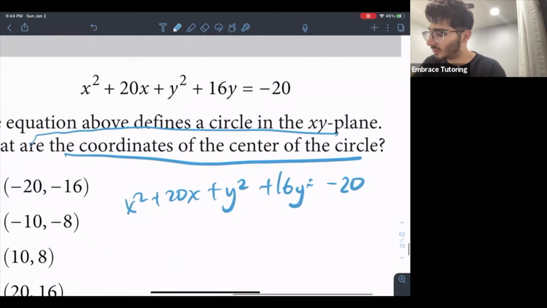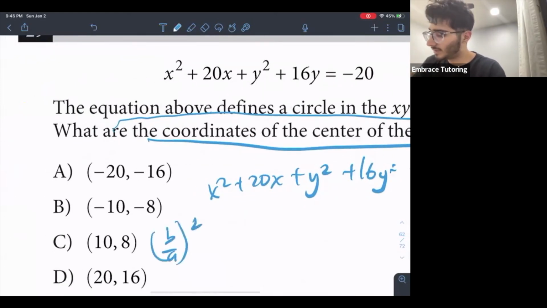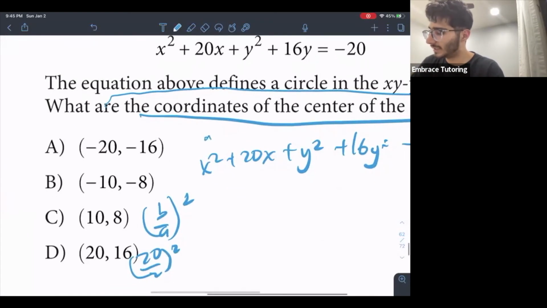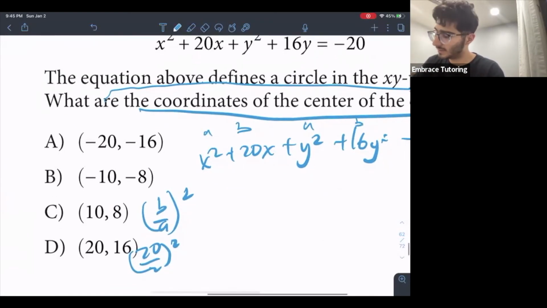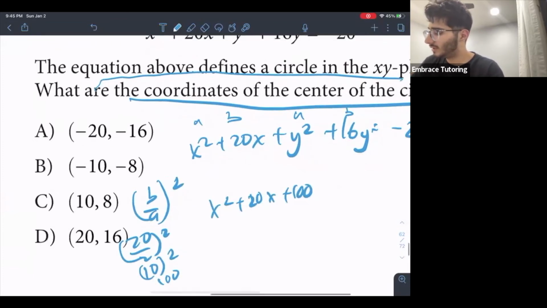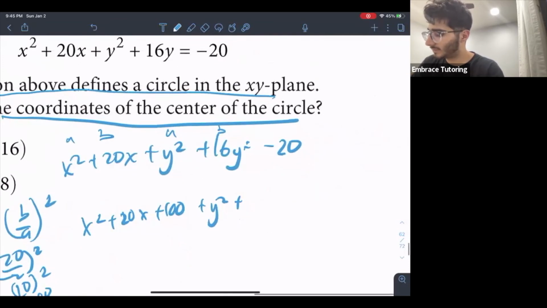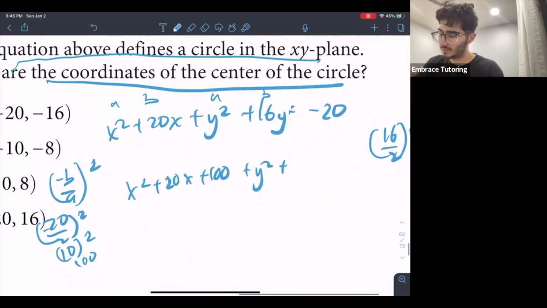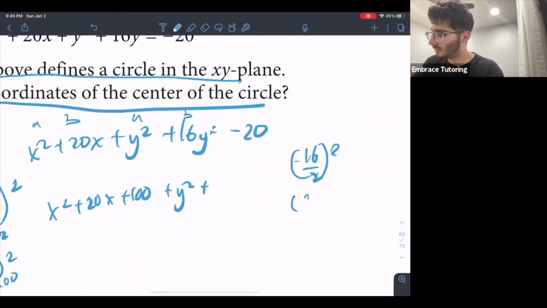So then you would have to do b over 2, squared. We would do 20 over 2 squared. This is a and this is b. So you would do 10 squared, which is 100. So you would do x squared plus 20x plus 100. And then y squared plus 16y, same thing on this side, 16 over 2 squared. Oh, I think it's -b, but it shouldn't matter because you square it. It becomes a positive number. So it becomes 64.